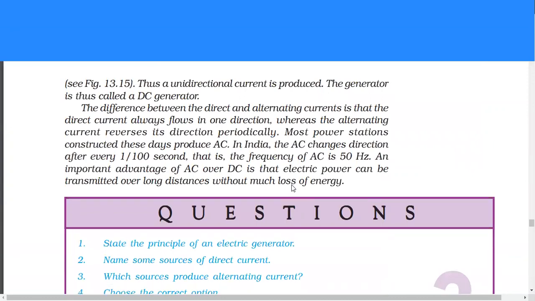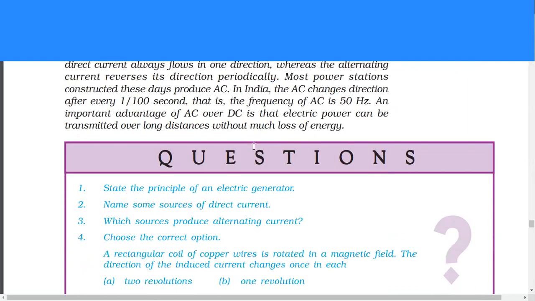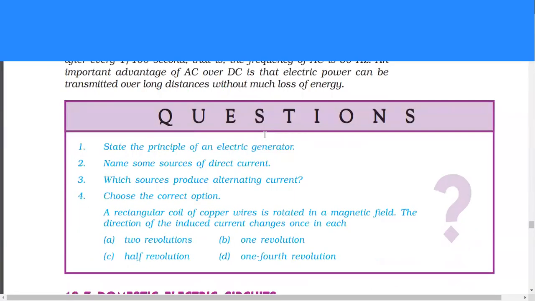The difference between the direct and the alternating currents is that the direct current always flows in one direction, whereas the alternating current reverses its direction periodically. Most power stations constructed these days produce AC. In India, the AC changes direction after every 1/100 seconds. That is, the frequency of AC is 50 Hz. An important advantage of AC over DC is that electric power can be transmitted over long distances without much loss of energy.